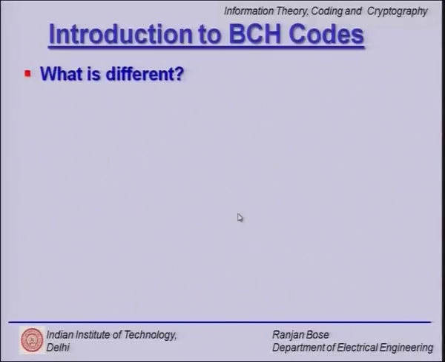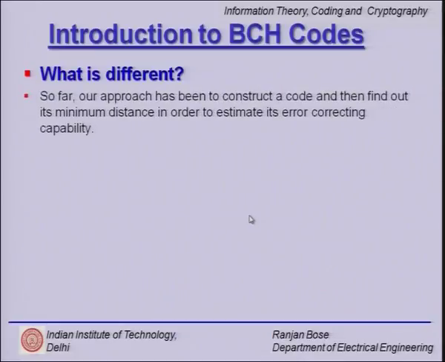What is so different? If there is a subclass, we need to ask ourselves what are we getting which is more than what we have studied so far. So, the approach is slightly different. So far our approach has been to first construct a code, then find out the distance properties, and based on that find out the error correcting capability. That has been our sequence.